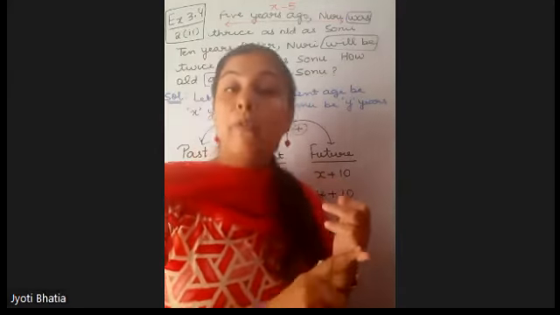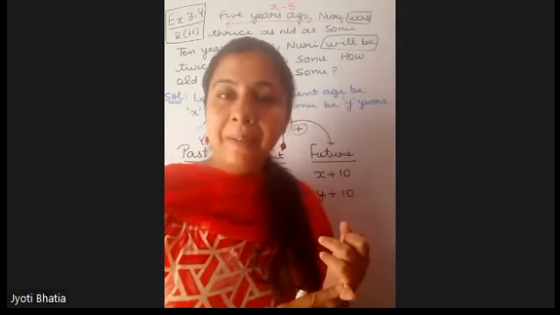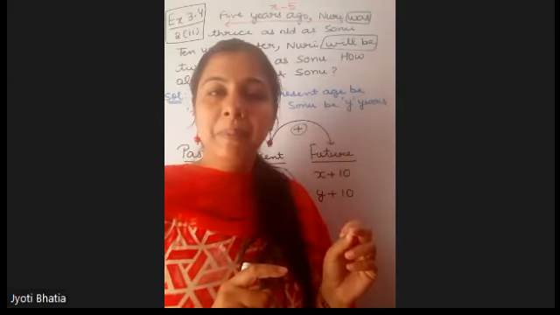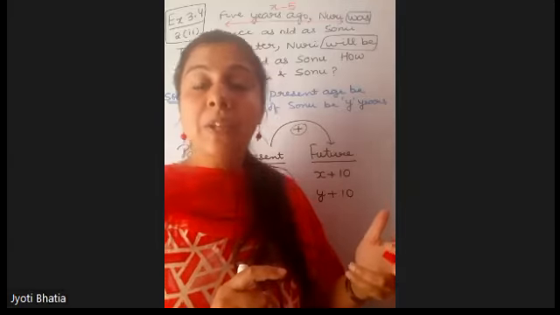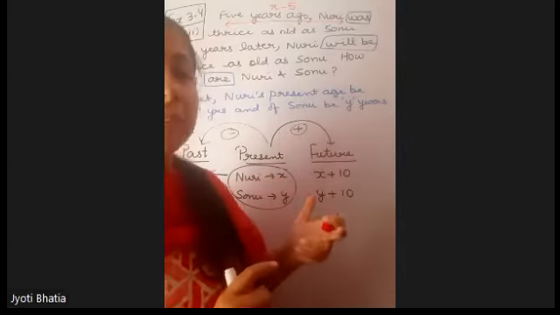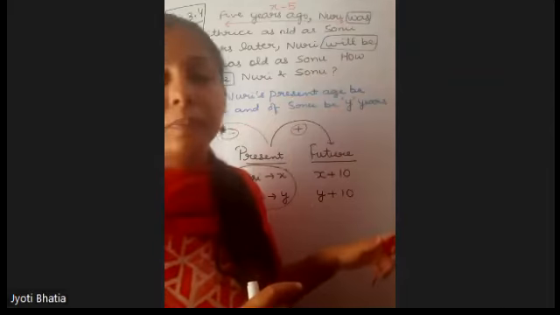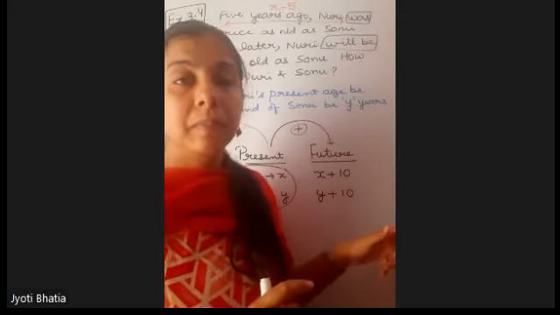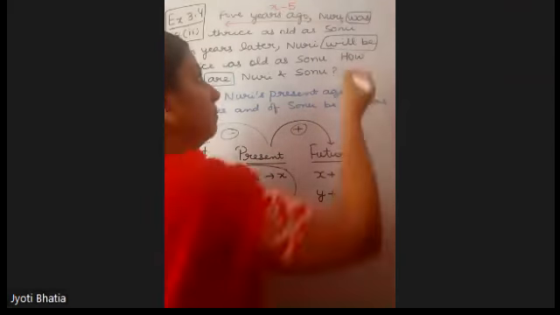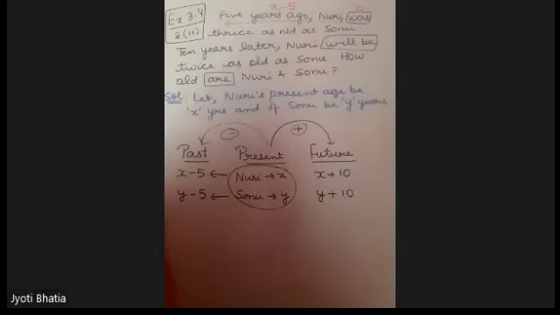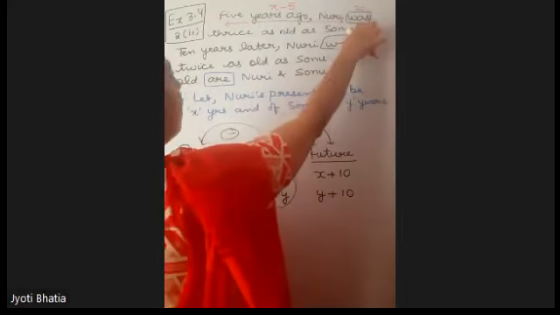Is, was, will be. These three change to which sign in the statement problem? Plus, minus, equal to. Is, was, will be. Which sign will come here? Minus. Ma'am, "was" is minus. Equal to. So X minus 5 is equal to thrice.